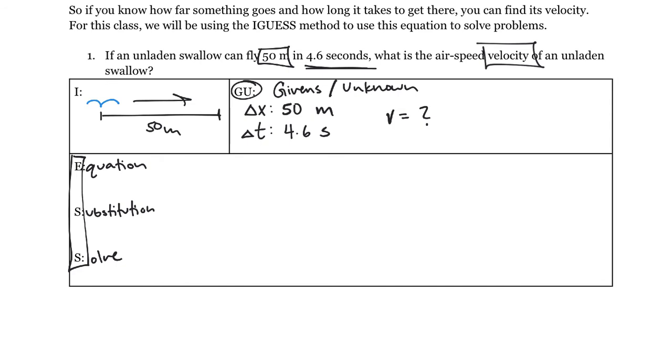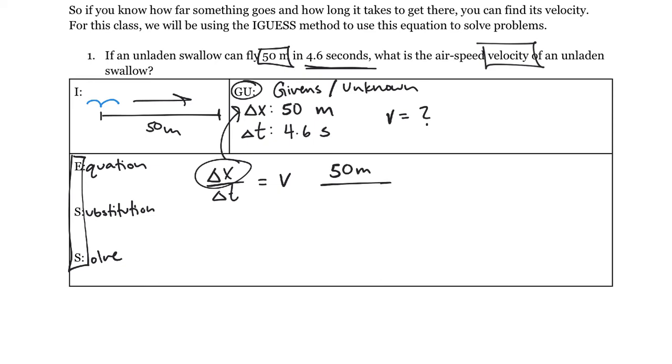But our equation that we have is delta x divided by delta t equals v. And that is already nice and solved for what we want. We want the equation solved for v, so we don't really have to do any algebra here. We're just going to move straight to substitution, which is plugging in numbers. So for delta x, if we look up to our givens, we see that the delta x is 50 meters. So instead of the delta x, we'll write 50 meters.